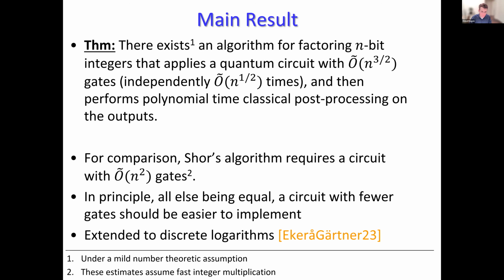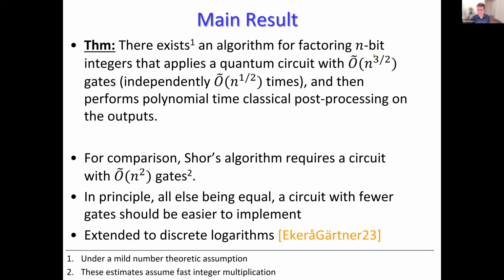Okay. I should also mention this was extended to discrete logarithm. What I'm showing you today is for factorization, but you can look at this preprint by Ekerå and Gärtner showing how to do it for discrete log. Also, the numbers I'm showing here, this n to the 3/2, the n squared, are just for convenience. I'm assuming that you have fast integer multiplication. For those of you who care more about practical sizes, like 2000 bits, that's probably not too relevant, but you just have to scale everything up appropriately.